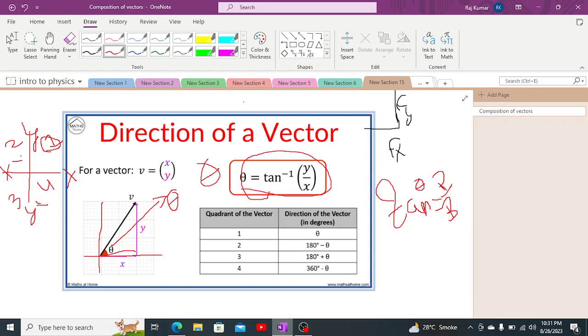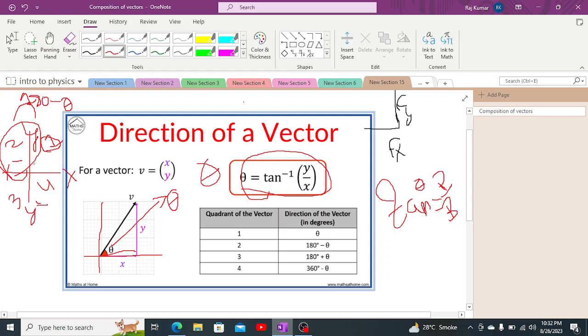Why is that so? Because one quadrant plus two quadrant, each quadrant has 90 degrees, so both quadrants together have 180 degrees. Now 180 degrees minus theta would be equal to the second quadrant's value. Theta is equal to the first quadrant, and 180 minus theta would be equal to the second quadrant. So this is how it works.